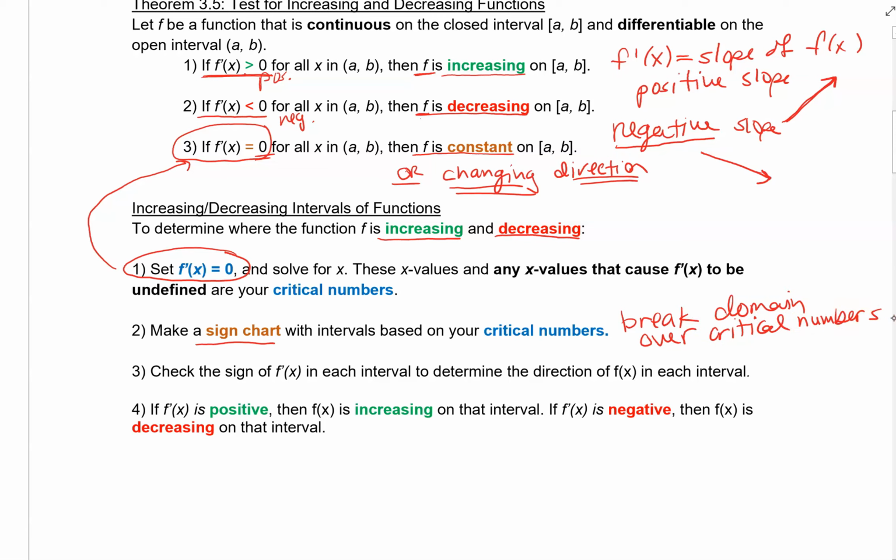Then that'll basically give you a bunch of intervals, right? So your intervals are based on your critical numbers because you break the domain up over those critical numbers. It forms intervals. You check the sign of your derivative at each interval. That'll help you know the direction, right? Positive derivative means increasing function. Negative derivative means decreasing function. If f prime is positive, f is increasing. If f prime is negative, f is decreasing. And that's pretty much how we locate the intervals. Just look for the sign of f prime.